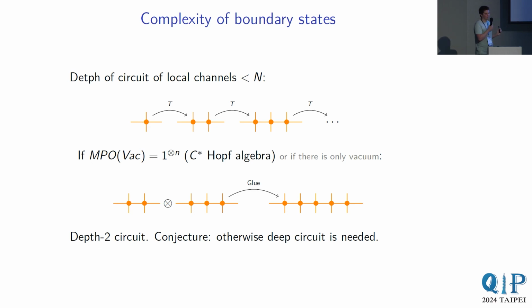It turns out that for some cases, yes. Namely, we can create a depth-two circuit in some special cases. The way we do this depth-two circuit is that we create a channel that takes two MPOs and glues them together into a larger MPO. This channel is local, so it only acts on these two middle particles, and it works independently of the system size. And we conjecture that, apart from these two cases that are listed here, you would otherwise need a deep circuit. So the boundaries of PEPS that don't fall into these two categories are actually difficult to create.